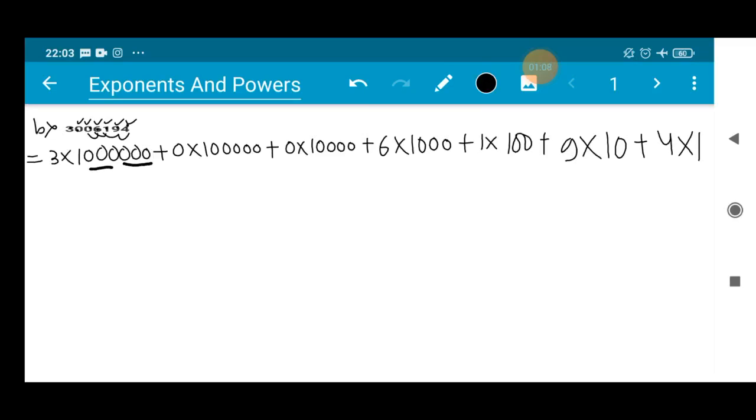1 2 3 4 5 6. That's after that 1 2 3 4 5 0. After that 1 2 3 4, then 3 2 1, no 0 after that, isn't it? So this is how we have to expand the number. I hope you guys understood it.